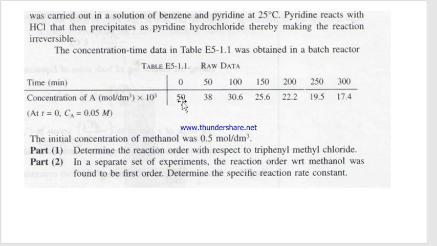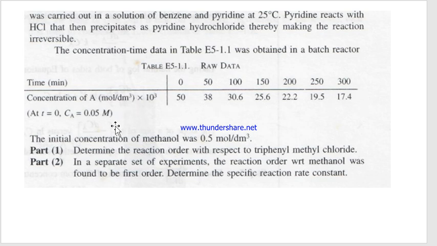Please, let's look at this. You will see that this 50 has been multiplied by 1000 before you get this. So that means the actual value was actually 50 divided by 1000, which is 0.05 mole per dm cubed. So that was the initial. So this one will be 0.038 mole per dm cubed. So that's how it is reducing with time.